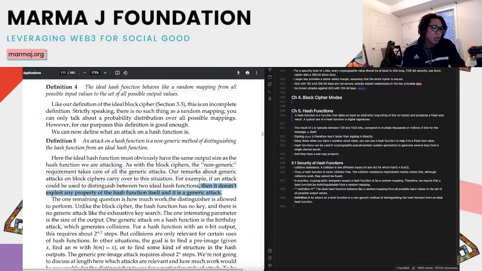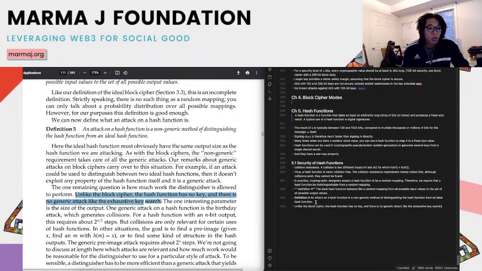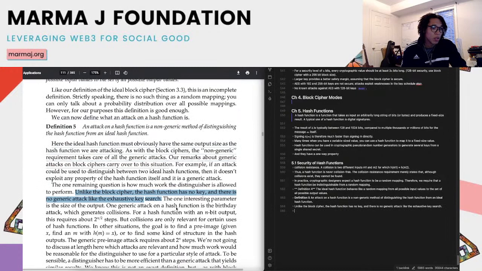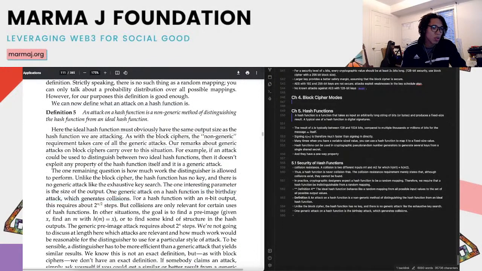The one remaining question is how much work the distinguisher is allowed to perform. Unlike the block cipher, the hash function has no key, and there is no generic attack like the exhaustive key search. The one interesting parameter is the size of the output. One generic attack on a hash function is the birthday attack, which generates collisions. For a hash function with an n-bit output, this requires about 2^(n/2) steps. But collisions are only relevant for certain uses of hash functions. In other situations, the goal is to find a preimage: given x, find an m with h(m) equals x, or to find some kind of structure in the hash outputs. The generic preimage attack requires about 2^n steps.